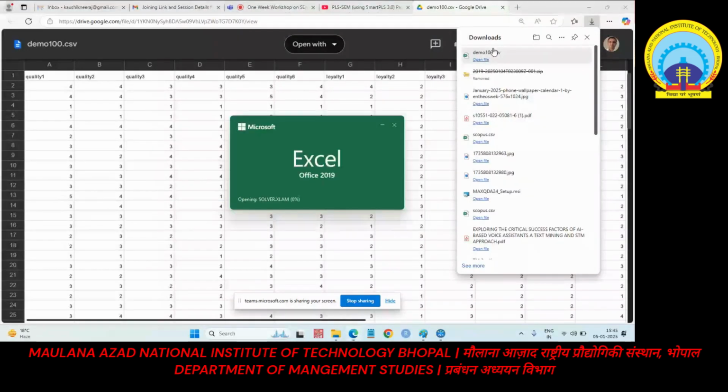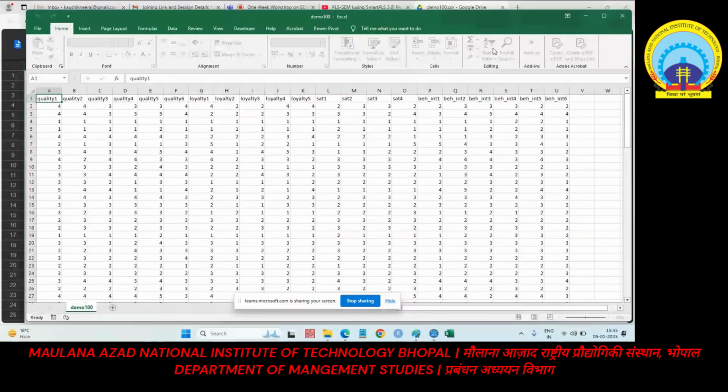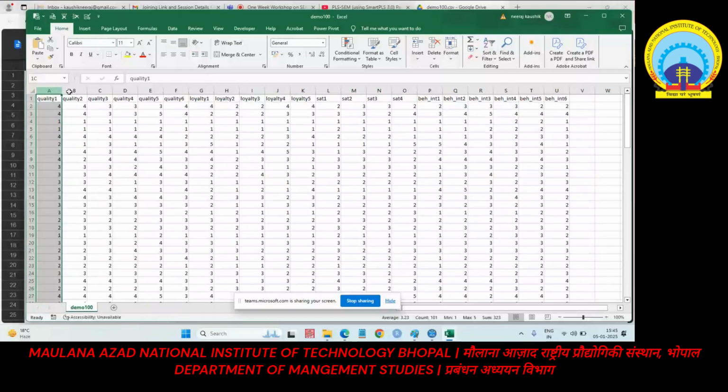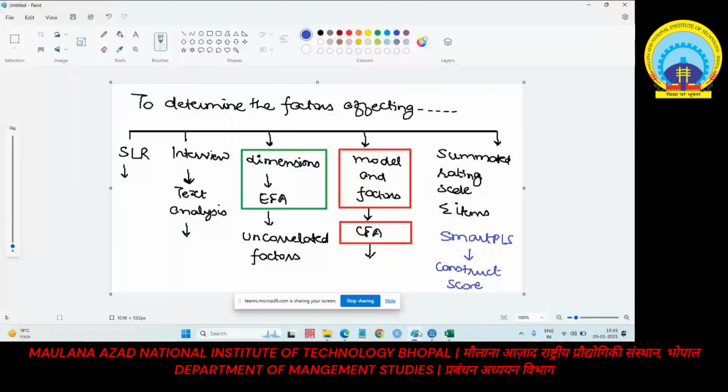I have made a file of 100 sample size. The reason is it can be worked on, people can work on it with the trial version also. Four are the constructs: quality, loyalty, satisfaction, and behavioral intention. And my diagram is something like this.